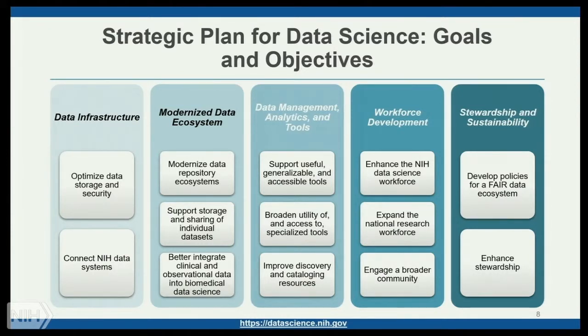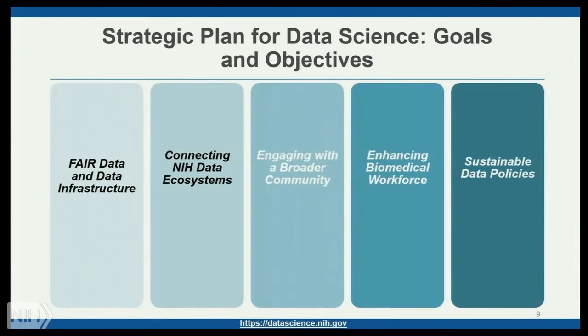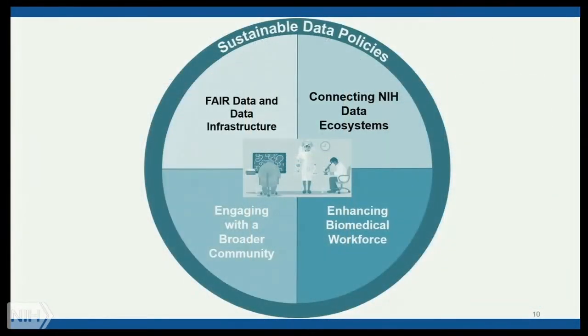But what I want you to not think about is these 5 pillars of excellence, but rather an integrated, collaborative system where we're working together to develop FAIR data and data infrastructures. We're working together to connect our data ecosystems. We're engaging a broader community across federal agencies and industry partners, and we're enhancing our biomedical workforce, and we're developing sustainable data policies. So I'm going to tell you about what we're doing in those 5 areas, but I want you to be left with the image that this is not 5 separate activities, but it's an integrated activity coordinated through the Office of Data Science Strategy.